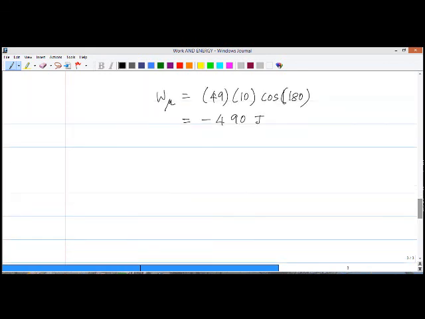So now we have the work done by all the forces, and we could find the net work done as the sum of all the works. In this case, it happens to be 4 of these. So I get 1000 plus 0 plus 0 minus 490, which happens to be 510 joules. So this is applying the definition to a simple problem.